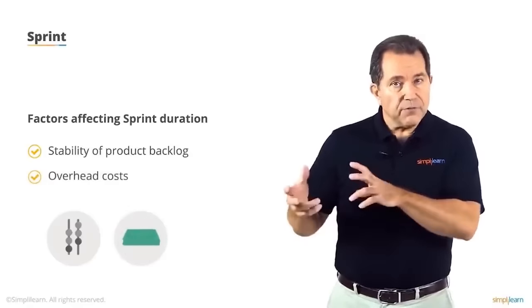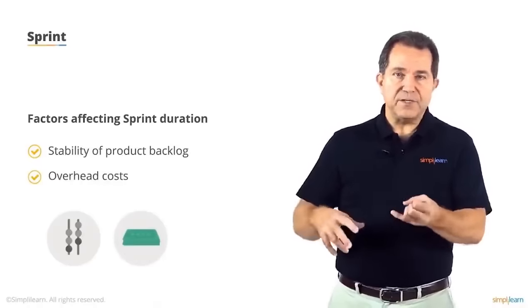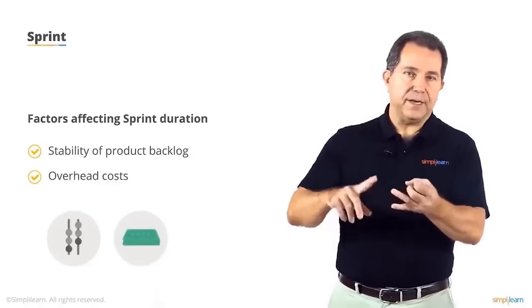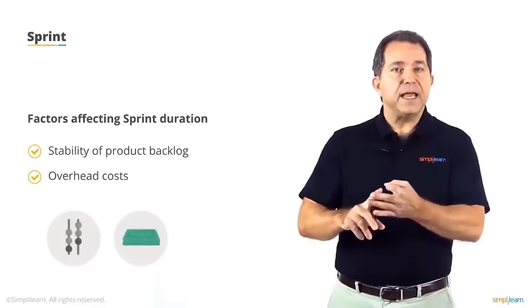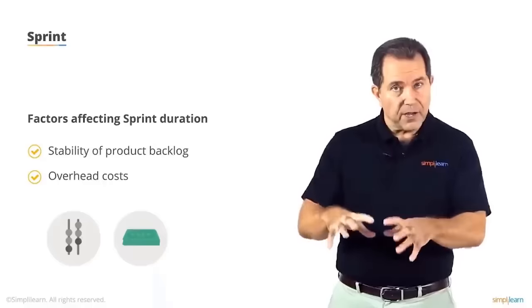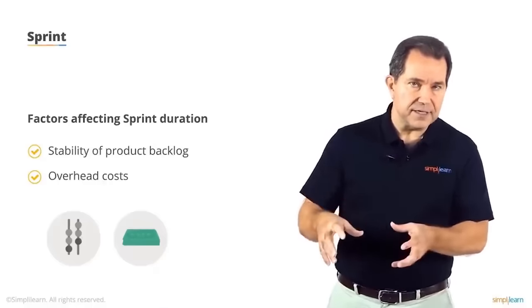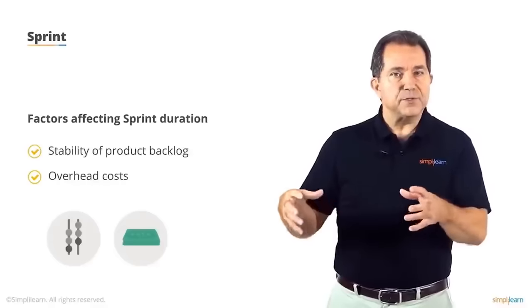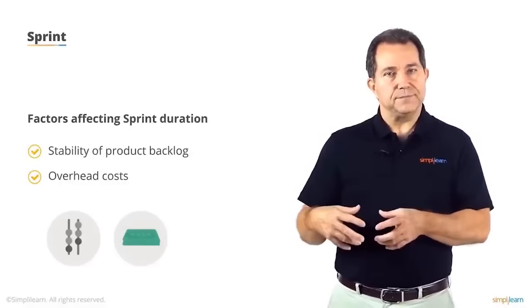Overhead. There are overhead costs associated with each sprint. For example, every sprint is going to have a sprint planning meeting, a sprint review, and a sprint retrospective. If a team has been able to lower these overhead costs by automated testing, continuous integration, etc., these costs can be absorbed more easily, making shorter sprints more desirable.